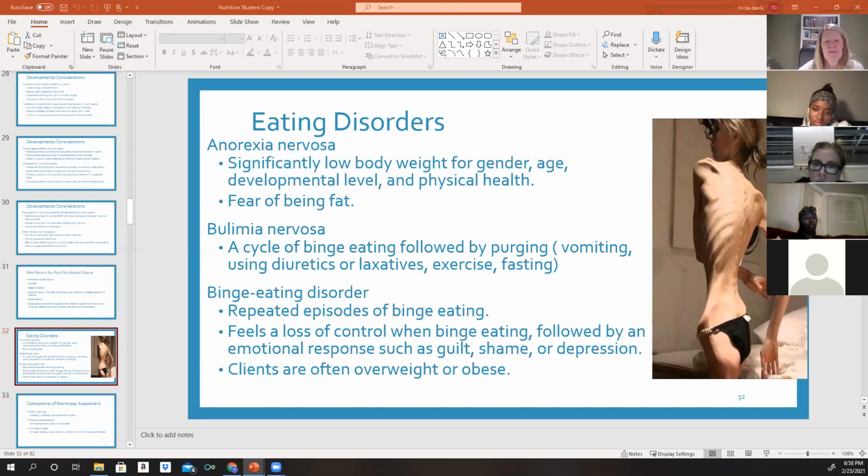Patients with a BMI of less than 18.5 are considered underweight. Anorexia nervosa is a significantly low body weight for their gender, their age, their developmental level, and their physical health. It is defined as a fear of being fat.